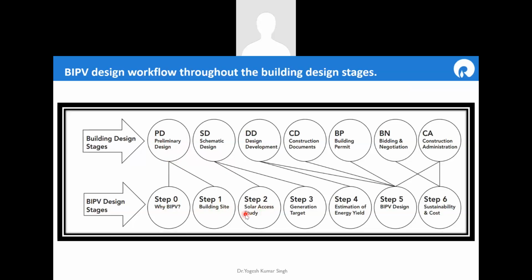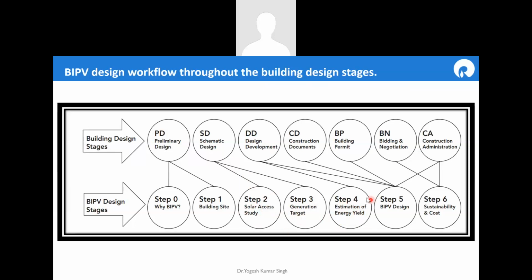Now, step two in BIPV is the solar access study, because the solar resource is also important. You cannot use a location for your BIPV building where a lot of shading will come. What will happen if there is shading at that location? You cannot generate the optimum amount of energy, so the solar access study is important from that aspect. Step three is the generation target. If you are using a solar BIPV module, how much generation will happen at that location? Then step four is the energy yield estimation, how much energy yield will come from there.